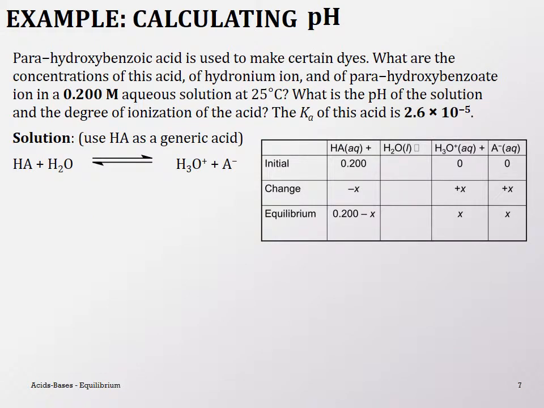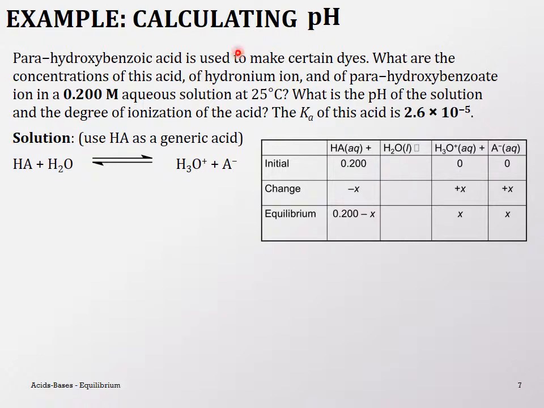Let's look at another example for calculating the pH of a weak acid. Para-hydroxybenzoic acid is used to make certain dyes. What are the concentrations of this acid, of the hydronium ion, and of para-hydroxybenzoate in a 0.2 molar aqueous solution at 25 degrees Celsius? What is the pH of the solution and the degree of ionization of the acid? The Ka is given to us, which is 2.6 times 10 to the negative 5.